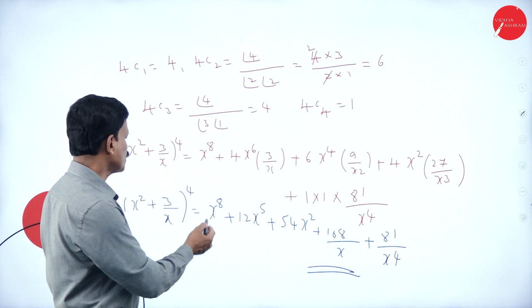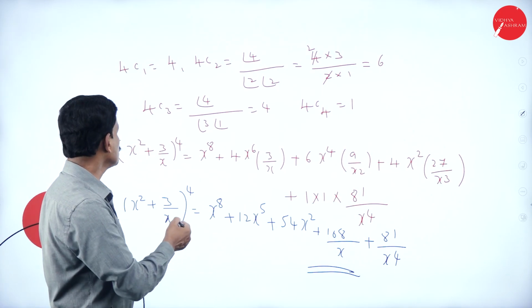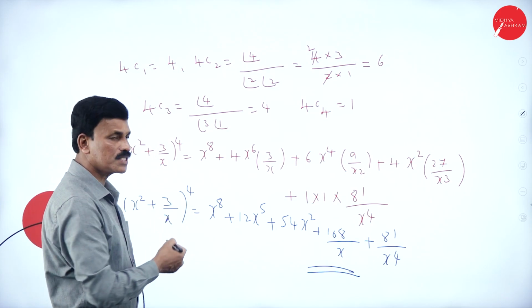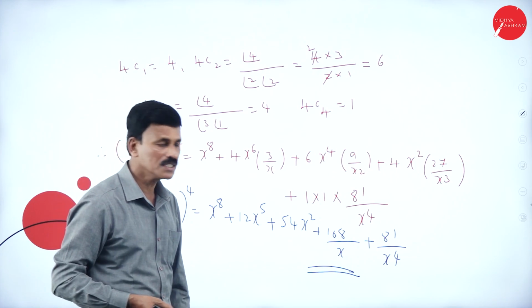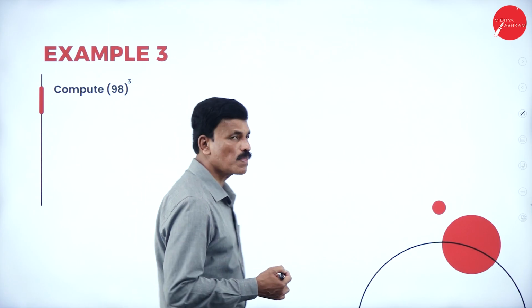So see how many number of terms, 1, 2, 3, 4 and 5. So in the expansion of (x square plus 3 by x) to the power of 4, you will get 4 plus 1 as 5 terms, that's it, okay. This is the simplified answer. Now let us come to the next problem.